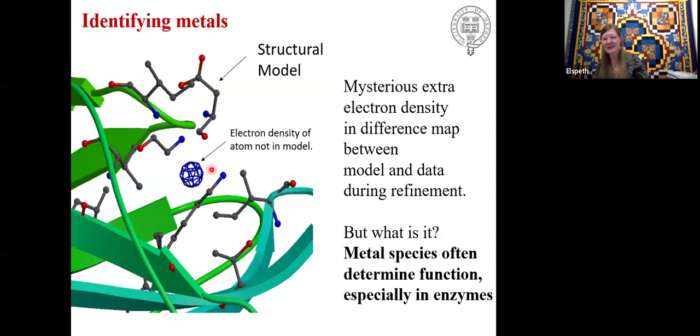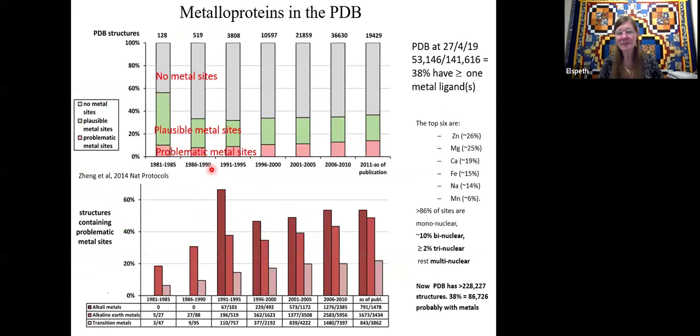One is that we don't identify the metals very accurately, and the second is that even if we do identify it accurately, it might not be the one that's really in nature that matters for this enzyme. So this is a 2014 analysis by Zeng et al. of the protein data bank.